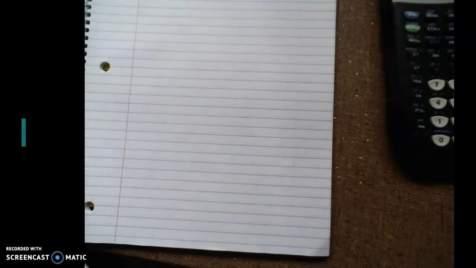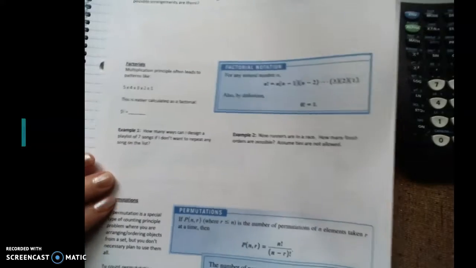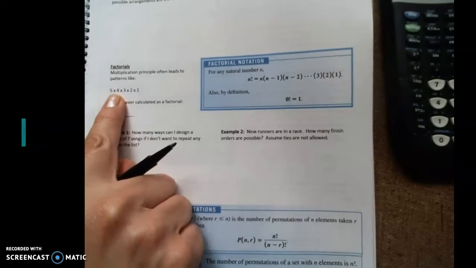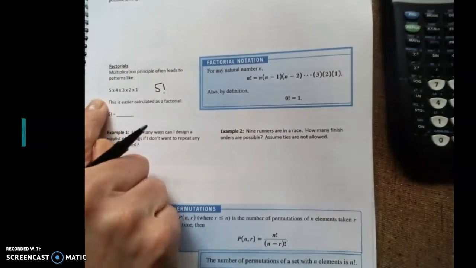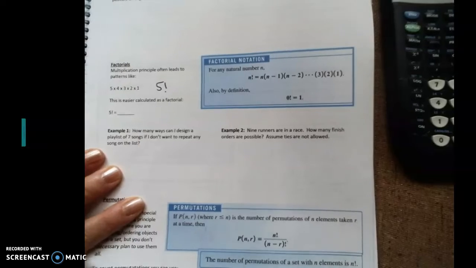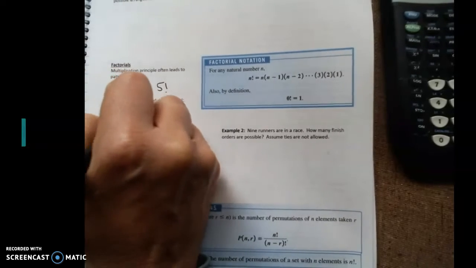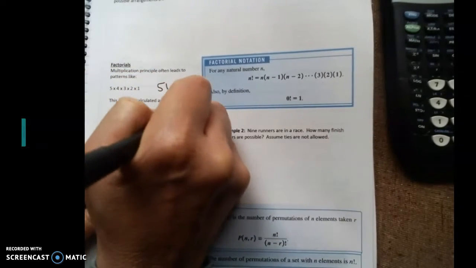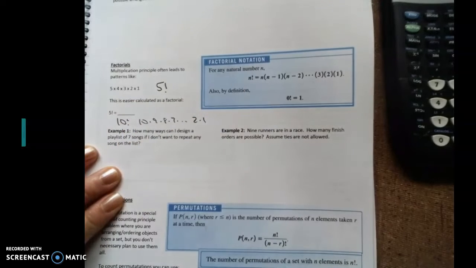All right, let's look at the back. And again, these are called factorials. So 5 factorial means 5, 4, 3, 2, 1, right? If I give you 10 factorial, it'd be 10, 9, 8, 7, all the way down to 2 times 1. Go all the way down.